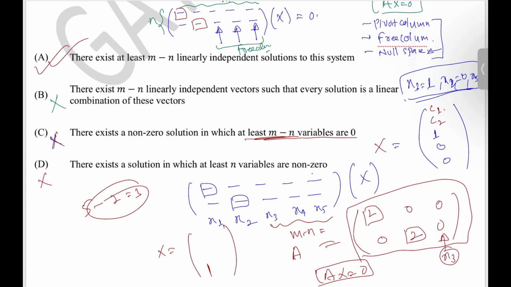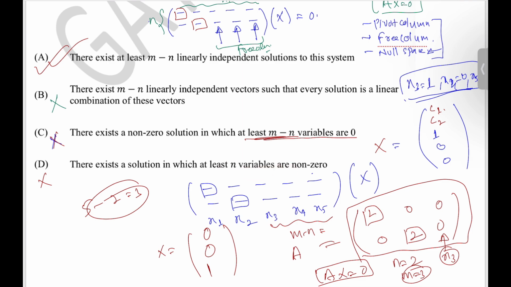And what will be the other components? We are going to do back substitution from here. So we will get x2 as 0, and again with back substitution you will get x1 as 0. So what this option is saying is that there exists a solution in which at least n variables are non-zero. So what is n for this particular matrix? n is the number of rows, so n is 2 and m is 3.